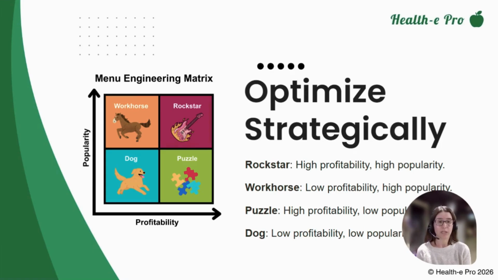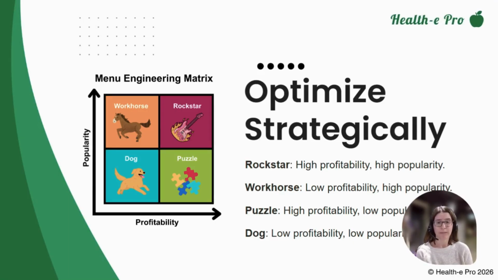Puzzles are high profitability but low popularity. These you'll want to definitely market them, probably bring them up at a focus group with students and find out why they're not popular, and just try to make students more aware of these menu items. And then a dog is a menu item that is not popular or profitable. And you'll definitely want to evaluate these menu items, adjust them, possibly replace them on a menu, or just maybe reinvent them possibly.